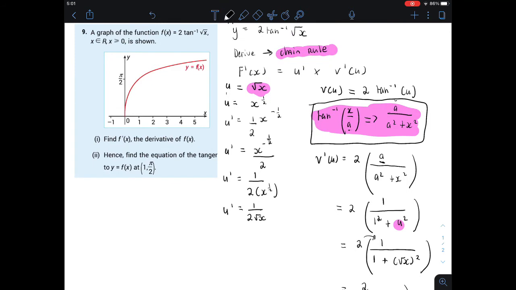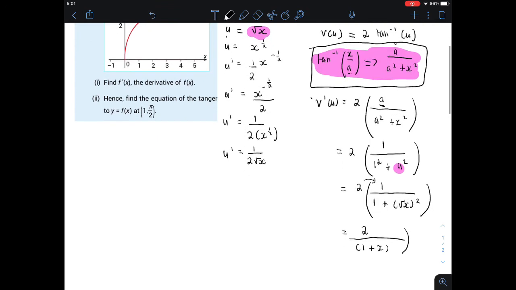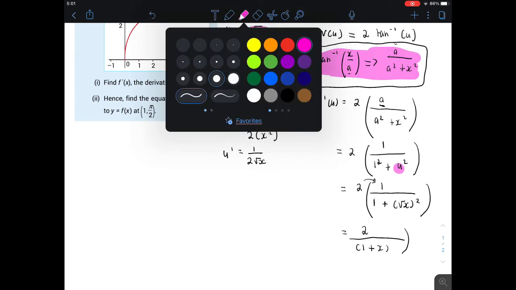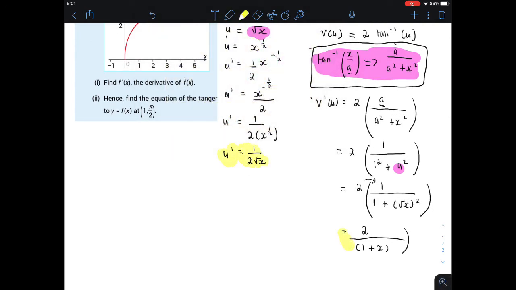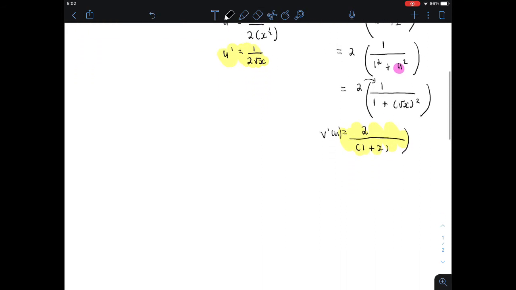Okay, and from here we found v prime u. So this is our derivative of v written in terms of u. To find the derivative of our function, we multiply u prime by v prime. So we're going to multiply our two derivatives together. So dy dx is equal to u prime multiplied by v prime, which gives us 1 over 2 root x times 2 over 1 plus x.